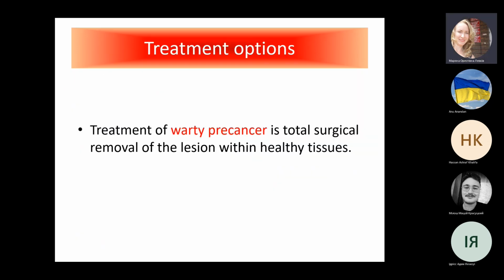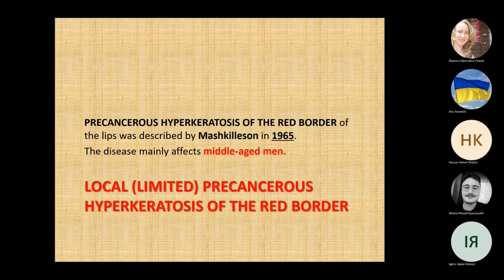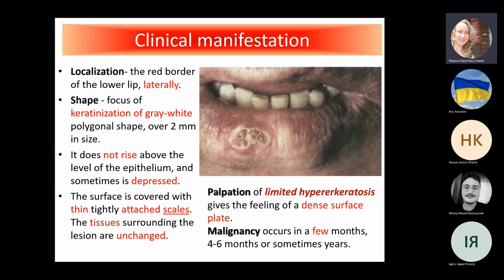The treatment option for warty precancer is total surgical removal of the lesion within healthy tissues. Local precancerous hyperkeratosis of the red border of the lips. This disease was described by Mashkilason in 1965. The disease mainly affects middle-aged men. Localization of defects is on the red border of the lower lip, laterally. It is typical. I even highlight laterally. Shape.